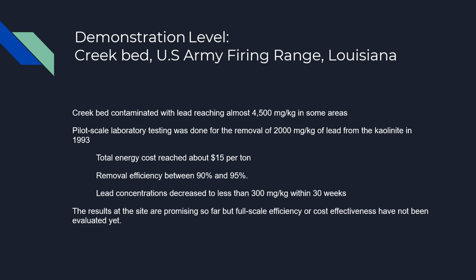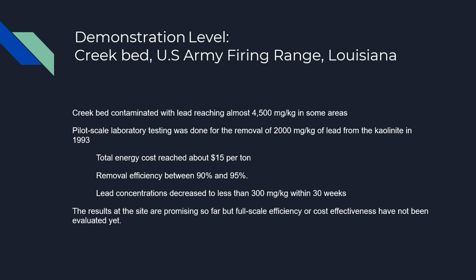Remediation and results. The pilot-scale laboratory testing was done for the removal of 2,000 milligrams per kilogram of lead from the kaolinite in 1993. The electrodes were placed 1 inch apart in the soil. The total soil specimen volume was about 2 tons, and the process was carried out for 4 months. The total energy cost reached about $15 per ton. At the site of the study, Electrokinetics, Inc.